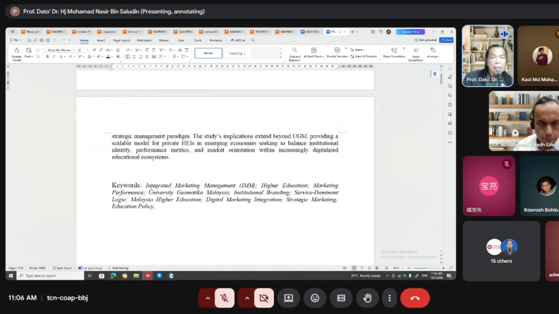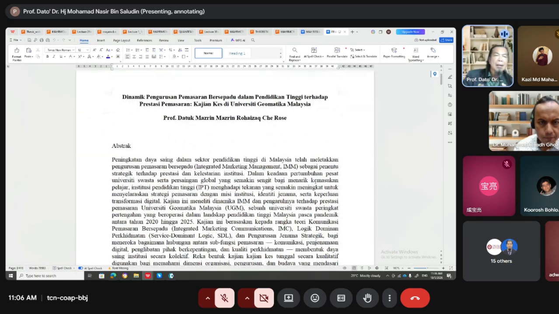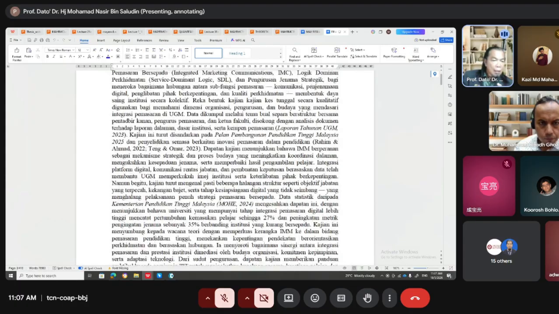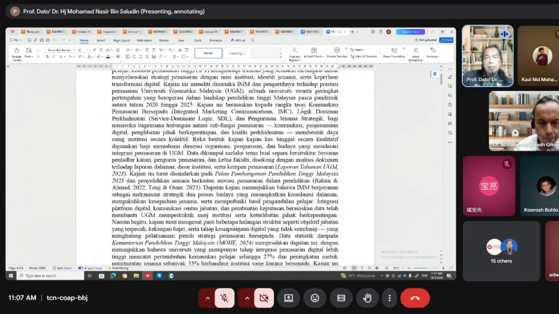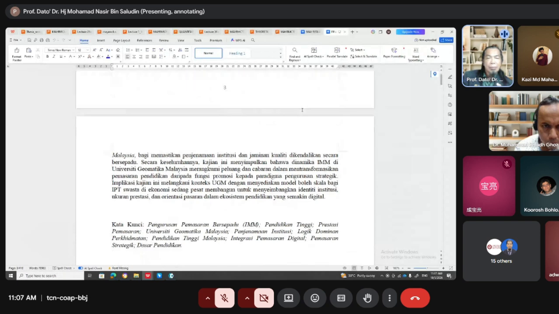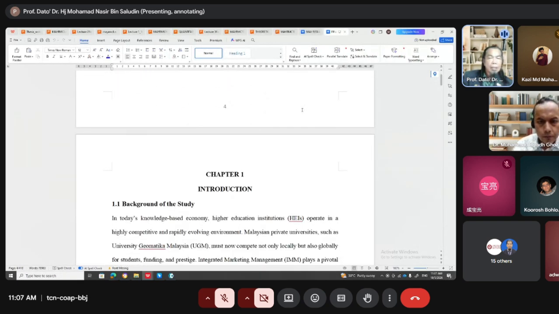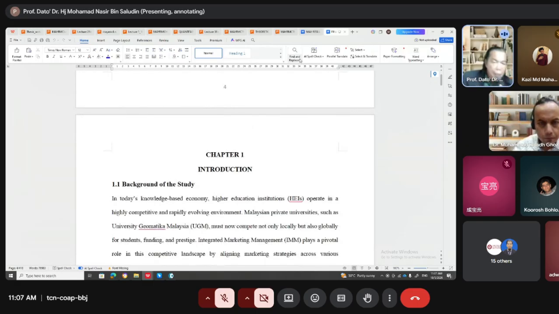The keywords are integrated marketing and higher education, and also there is the Bahasa version: dinamik pengurusan pemasaran bersepadu dalam pendidikan tinggi terhadap prestasi pemasaran kajian kes di Universiti Geomatika. The length of the thesis is 418 pages, because qualitative research is longer, near to 80,000 words.